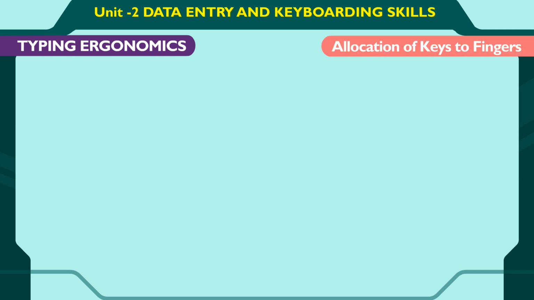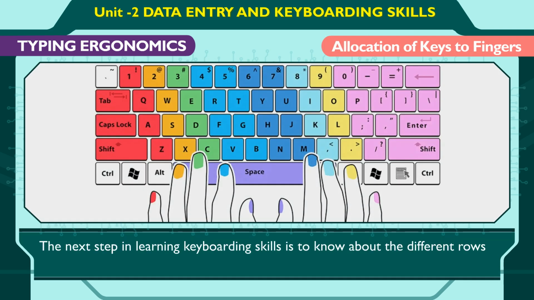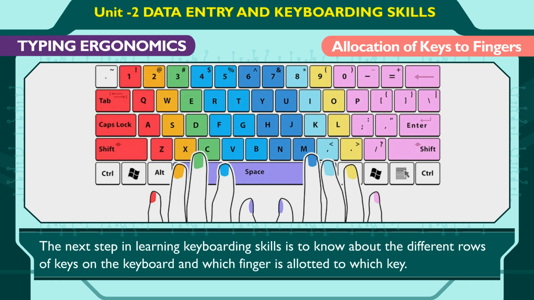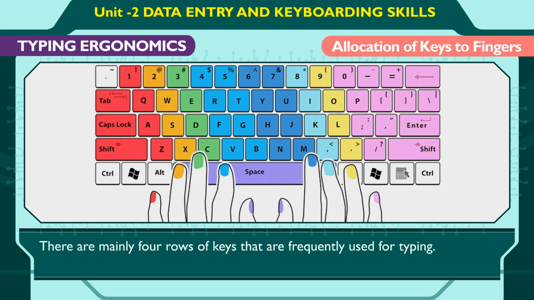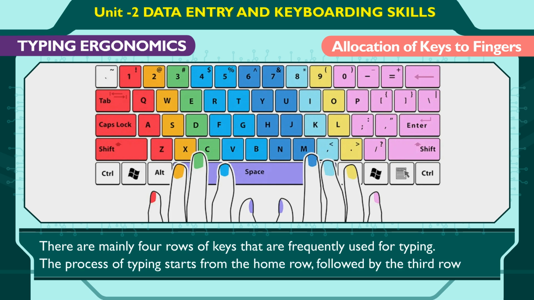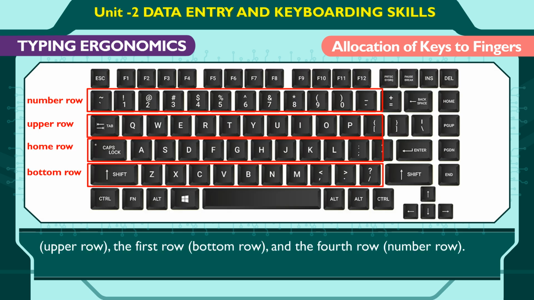Allocation of keys to fingers. The next step in learning keyboarding skills is to know about the different rows of keys on the keyboard and which finger is allotted to which key. There are mainly 4 rows of keys that are frequently used for typing. The process of typing starts from the home row, followed by the 3rd row, upper row, the 1st row, bottom row, and the 4th row, number row.